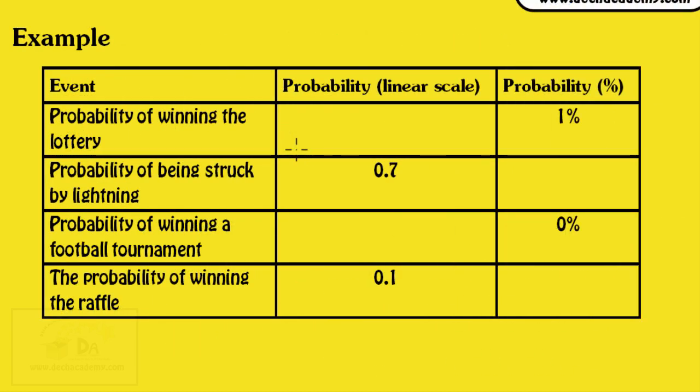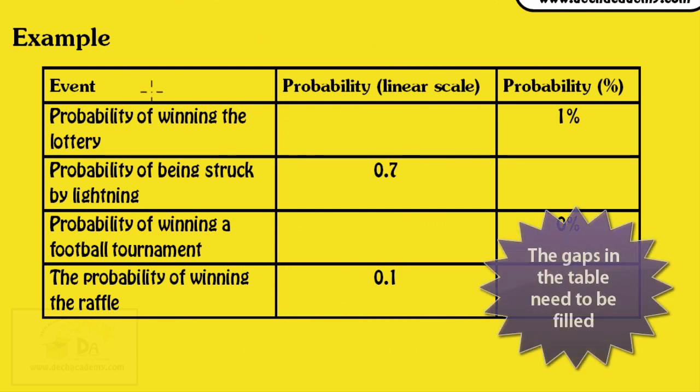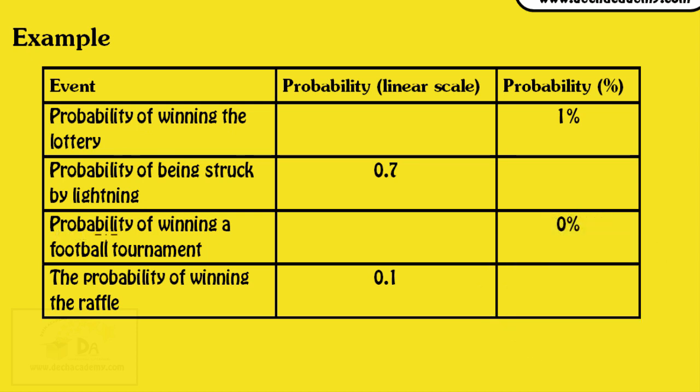So here's an example, and this pertains to the conversion of probabilities from one scale to another. In the first column we have event. So for example, you have the probability of winning the lottery. You have the probability of winning a football tournament. In the next column you have linear scale probabilities. In the last column there are percentage scale probabilities. All we have to do now is convert probabilities from either scale to the other.